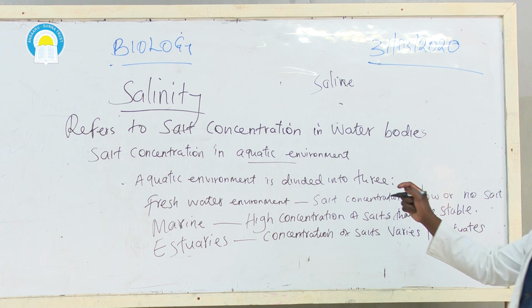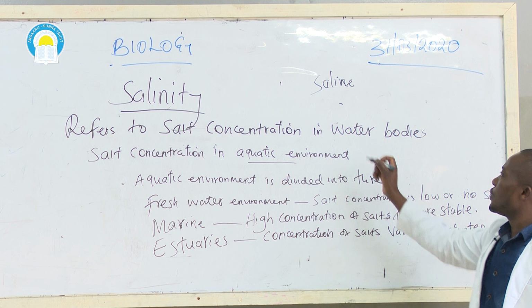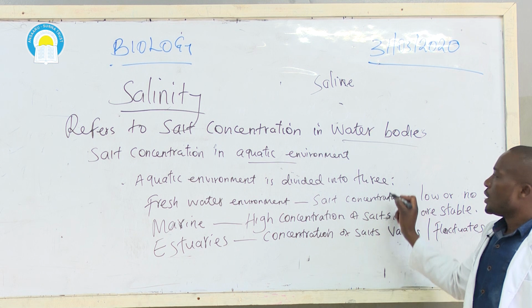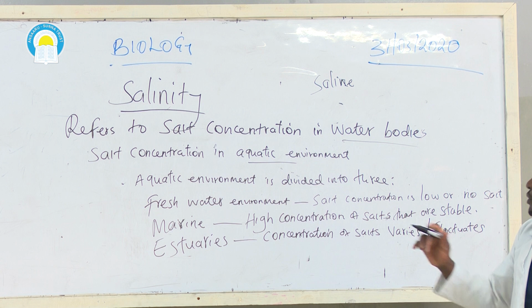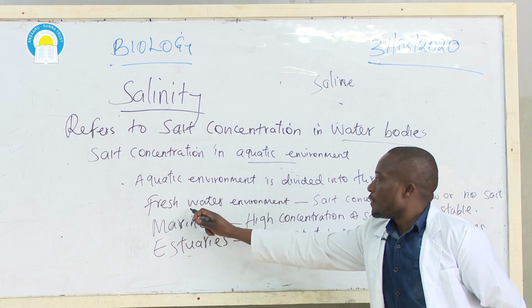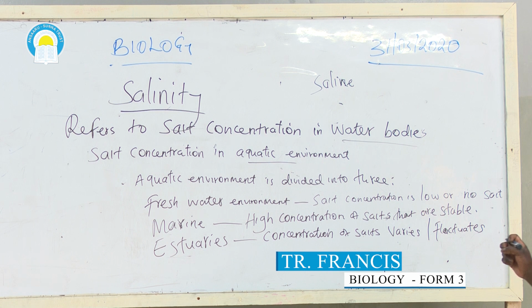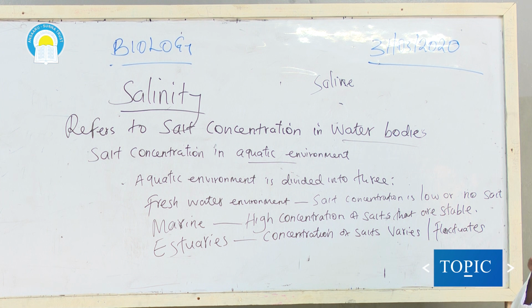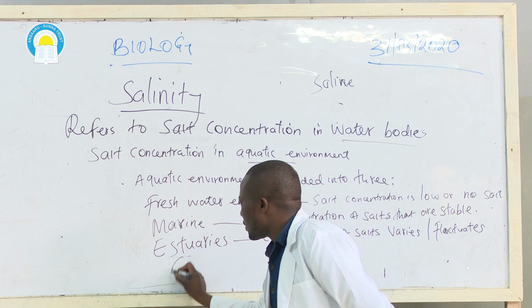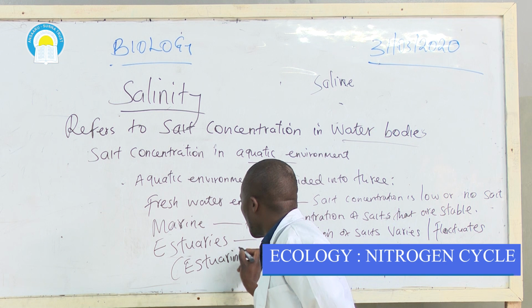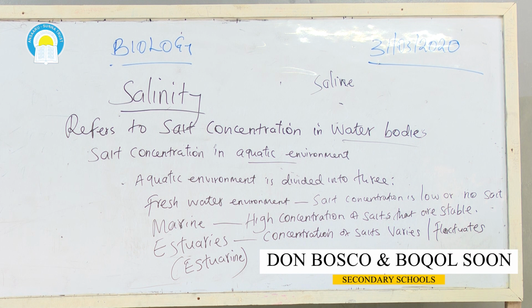You're saying salinity is the salt concentration in the aquatic environment, all in the water bodies. The aquatic environment is divided into three in terms of salt concentration. In the freshwater environment, the salt concentration is very low or there is none. In the marine environment, there is a very high concentration of salts that are stable; the measurements are very stable. In estuaries, or the estuarine environment, the concentration of salt varies. It tends to fluctuate, goes high, goes low, but it is not stable.